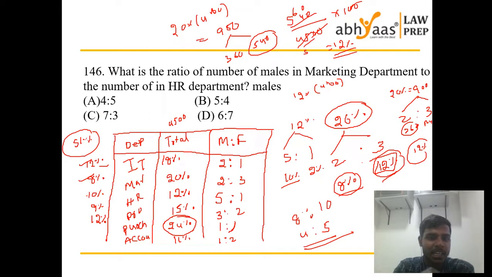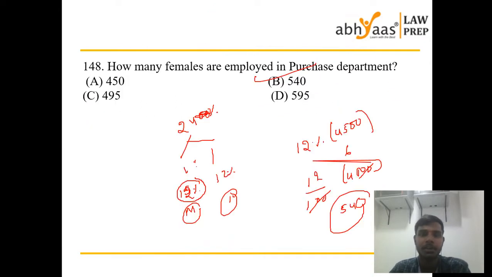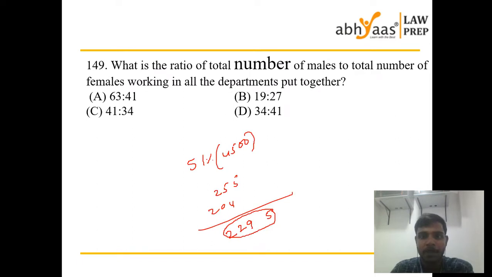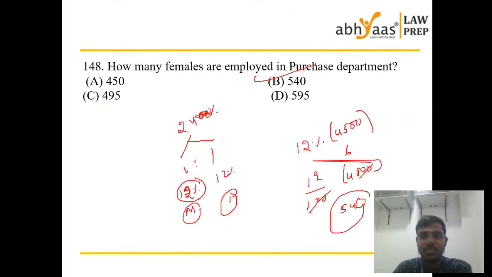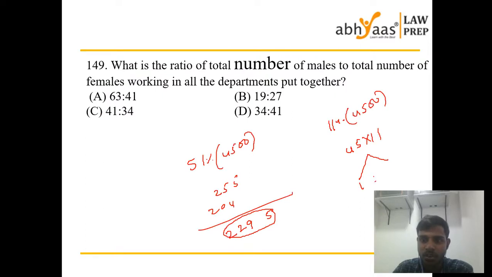I have to calculate the number of males working in the accounts department. In the accounts department, there are 11 percent, so 11 percent of 4,500 is 45 into 11. This is the total number of employees working in the accounts department. But in this also the ratio of male to female is given as 1:2. I will divide this in the ratio of 1:2.